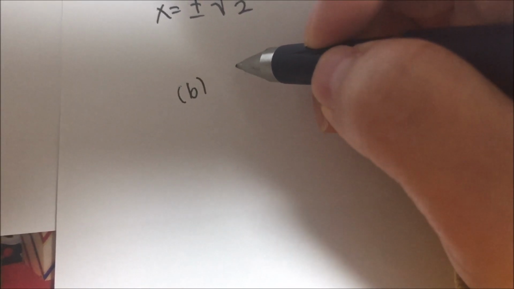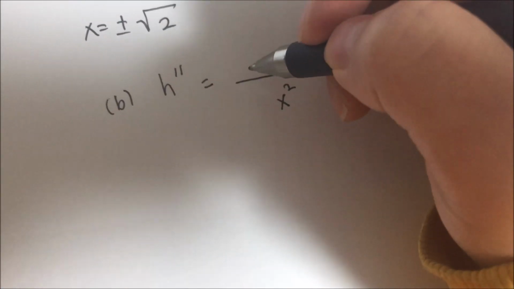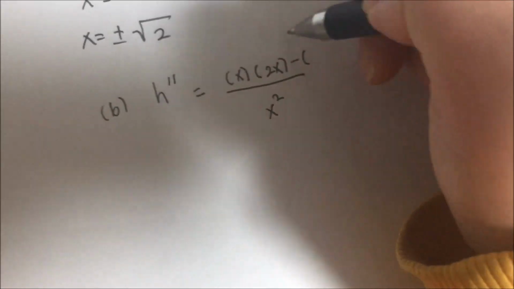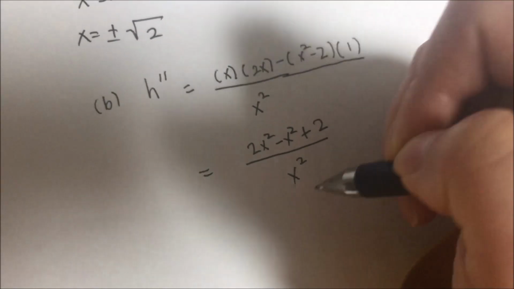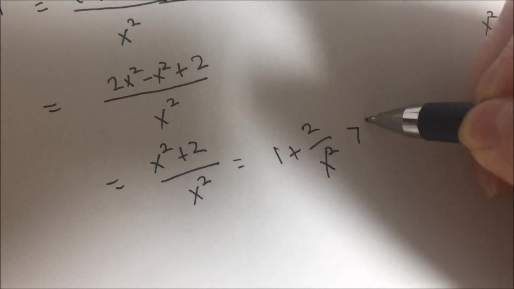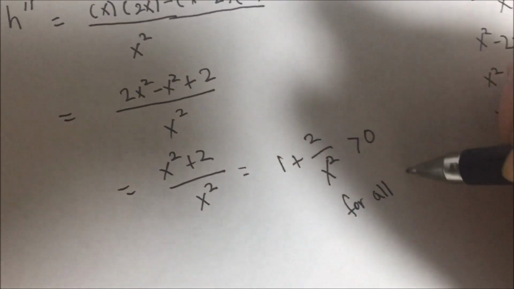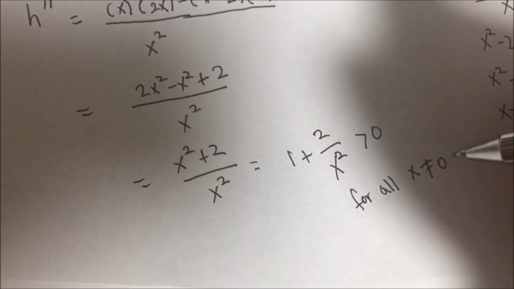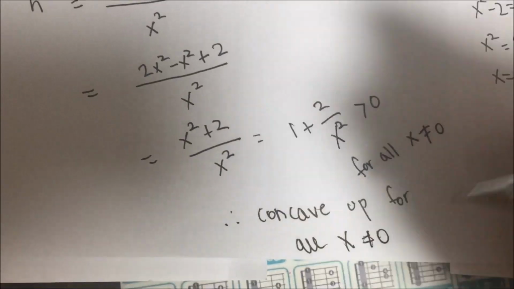Justify your answer. To find the concavity of functions, you have to find the critical values of the second derivative. So if you first find the derivative of h prime, it will be 1 plus 2 over x squared. So you see the second derivative of h is always greater than 0 for all x except 0. Therefore, the graph of h is concave up for all x except x equals 0.